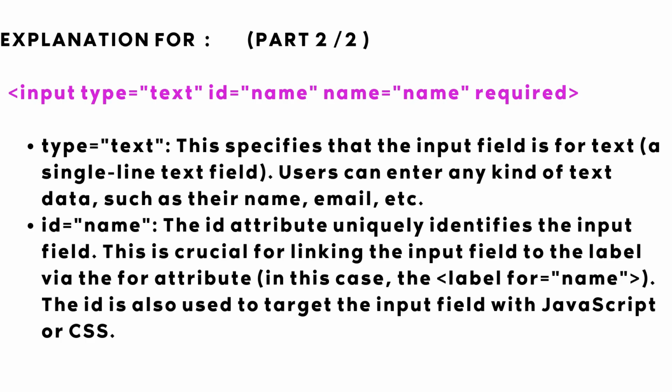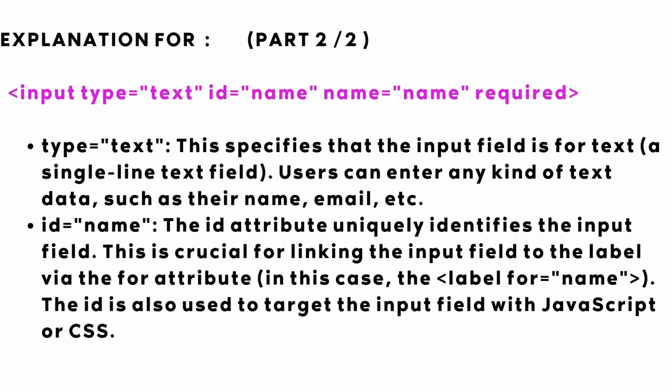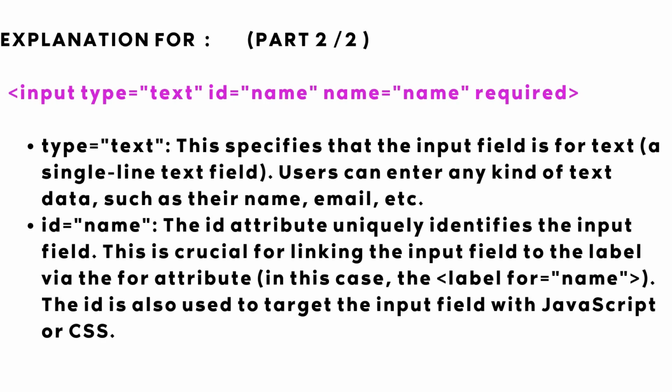ID is equal to name. The ID attribute uniquely identifies the input field. This is crucial for linking the input field to the label via the for attribute. In this case, the label for is equal to name. The ID is also used to target the input field with JavaScript or CSS. In later videos, we are going to explain JavaScript and CSS. Then you will be able to understand this much better.